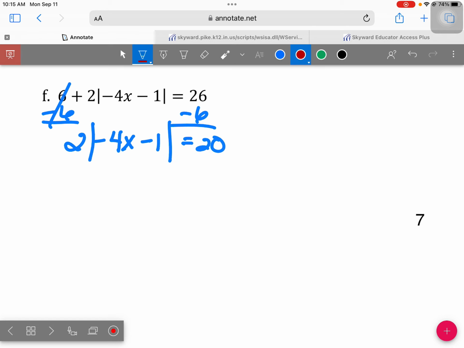It's negative. So you set it equal to the positive amount, and then you set it equal to the negative amount.